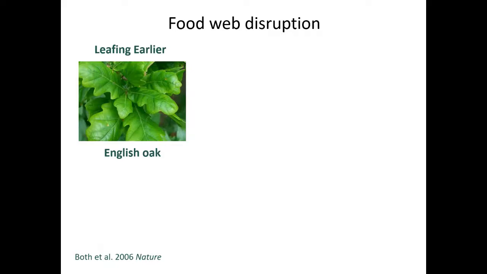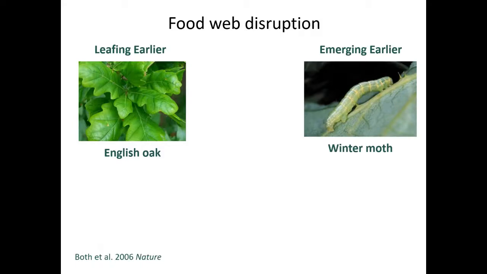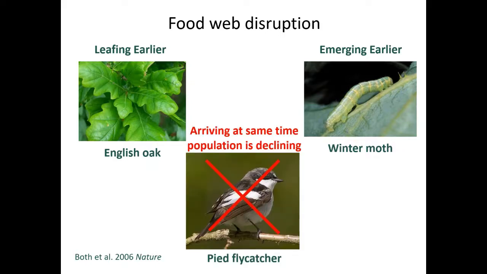Another example is how changes in phenology can cause food web disruptions. So this is a European example where English oak was leafing out earlier. The winter moth that relies on the oak was emerging earlier in response to this warmer spring. But the pied flycatcher that is migrating to the region was arriving at the same time, and its population is declining because the winter moth, the food source availability, was less. And so again, it's an example of phenological changes having broader implications beyond just the change in leaf out timing.